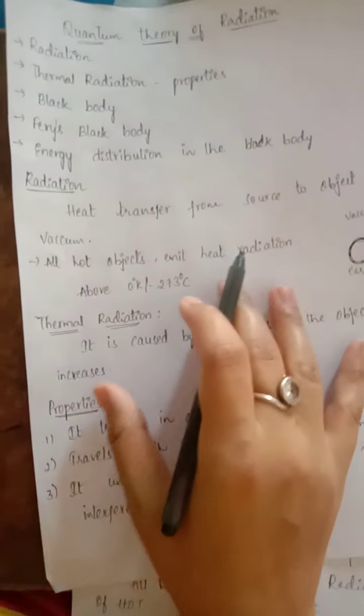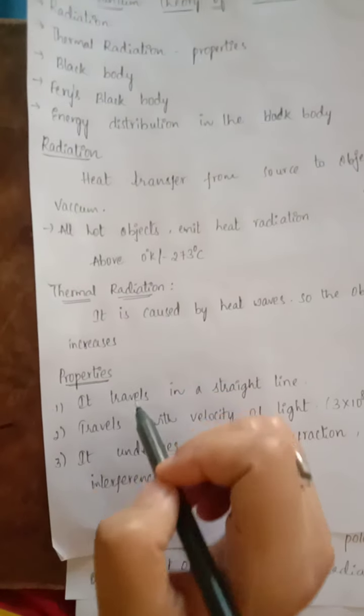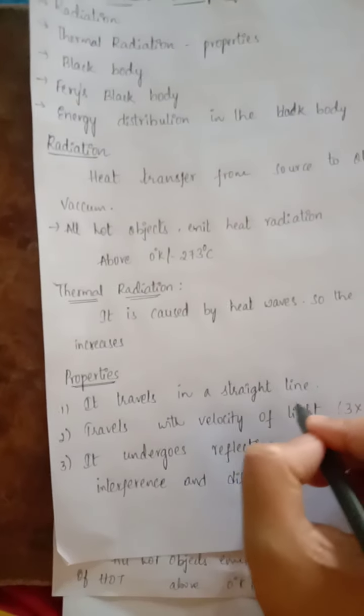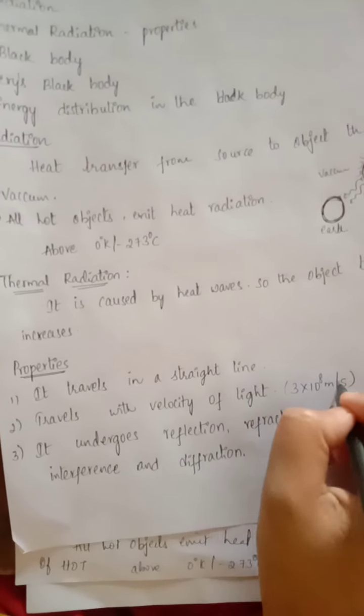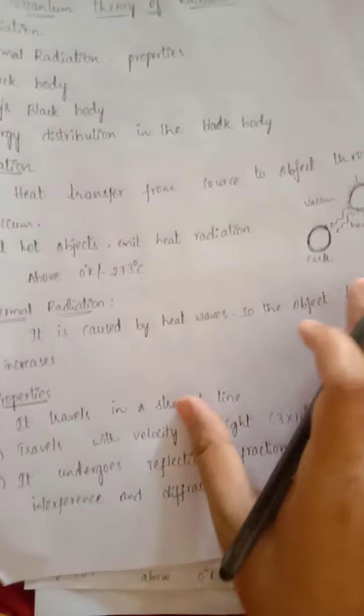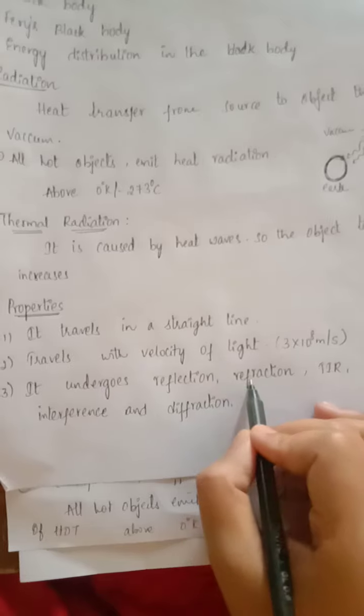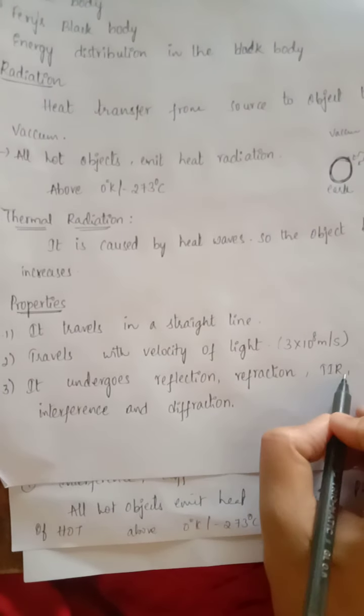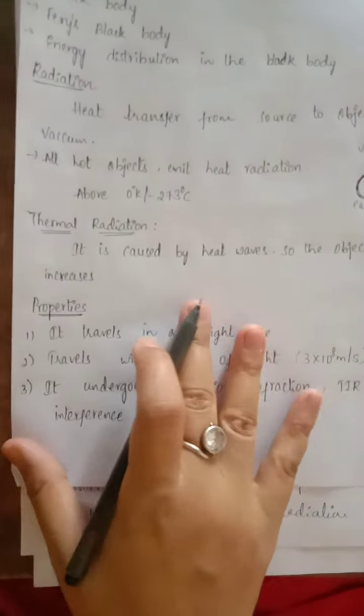In thermal radiation we have some properties. It travels in a straight line and it also travels with the velocity of light. We know the velocity is 3 into 10 power 8 meters per second. This radiation also undergoes phenomena like reflection, refraction, total internal reflection, interference and diffraction.